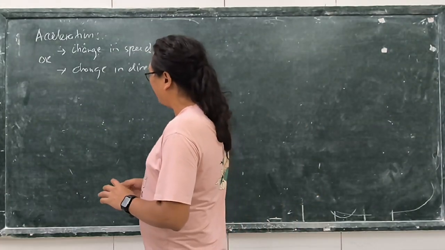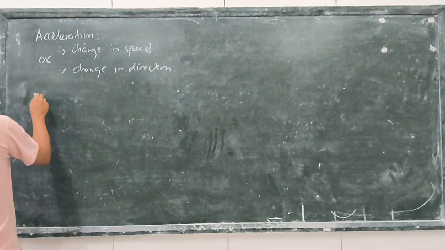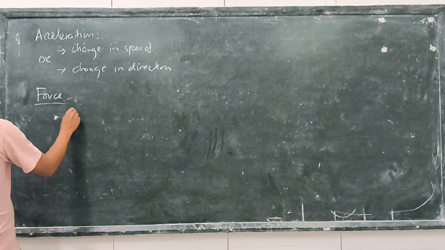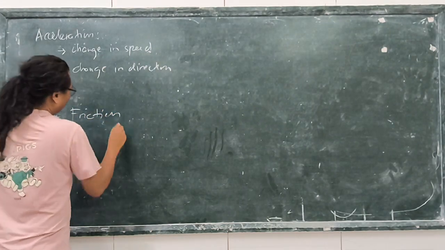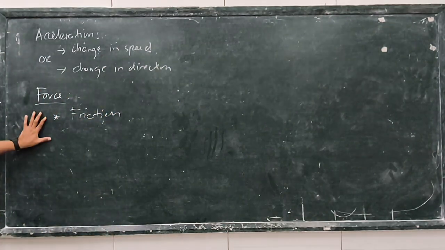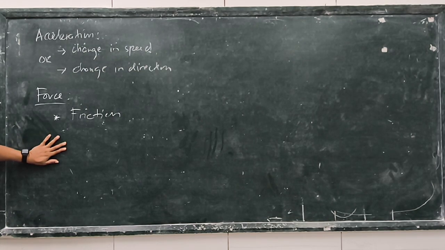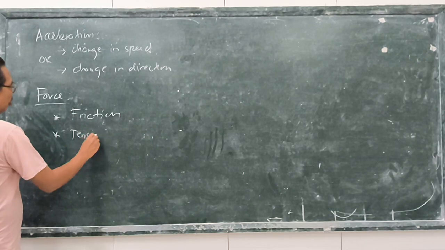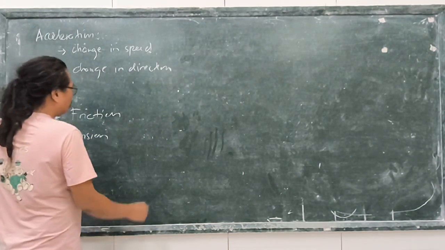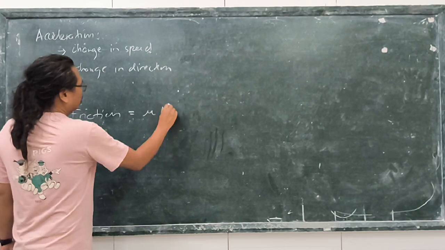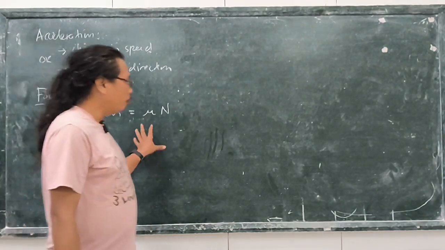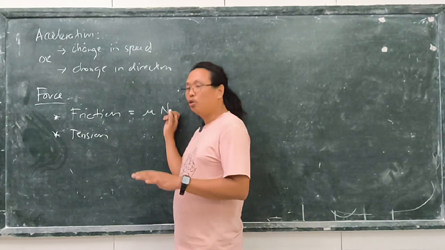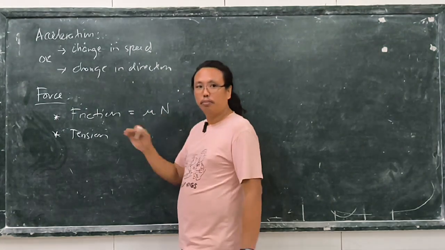So, we already discussed friction as the first one. Of course, this is one of the contact forces, friction. And we now discuss tension. Okay? So, this is just equal to mu n times the normal force. So, the direction of friction depends on the direction of motion. It is always opposite to the direction of motion.